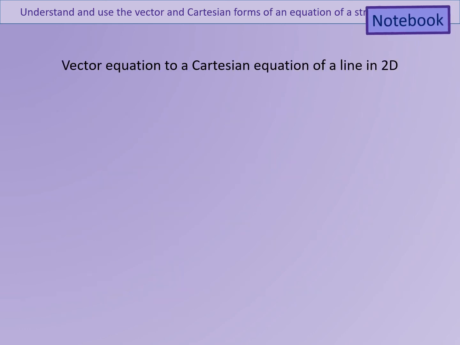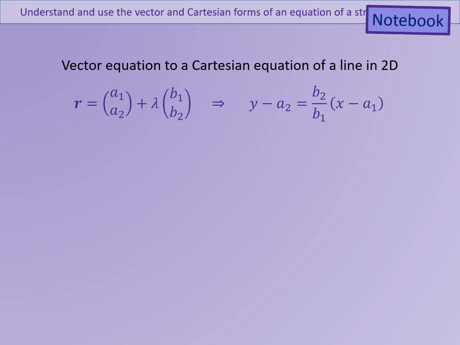So to summarise, in 2 dimensions, if the vector equation of a line is r = a + λb, or in component form r = (a1, a2) + λ(b1, b2), then to rearrange this into Cartesian form, we get y - a2 = (b2/b1)(x - a1). You may recognise this as being an alternative form of the formula we use to find straight lines, y - y1 = m(x - x1), as the value of m here is the gradient.